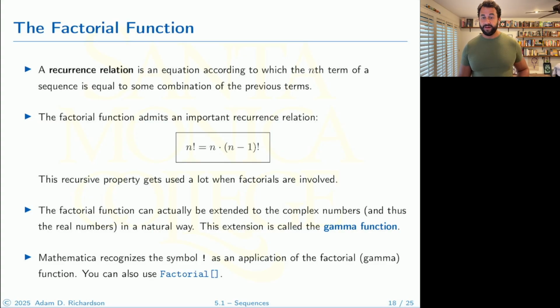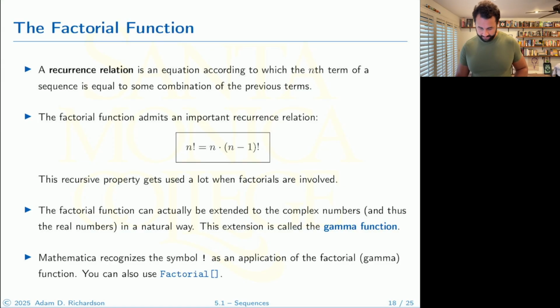All right. Little Mathematica tip here. Mathematica also knows the factorial function. It recognizes the exclamation point as the factorial function. So if you wanted to compute 20 factorial, you can just go to Mathematica and type 20 exclamation point, and it'll calculate that for you. Or you can just call the function itself, Factorial, and then put the number inside the argument there.